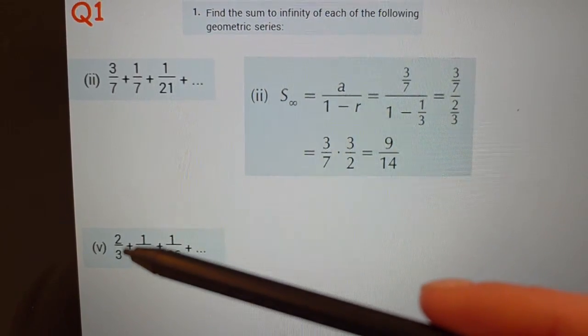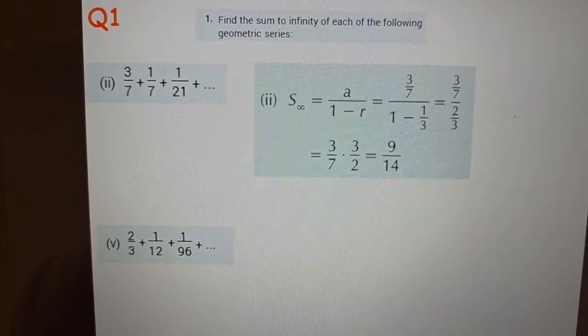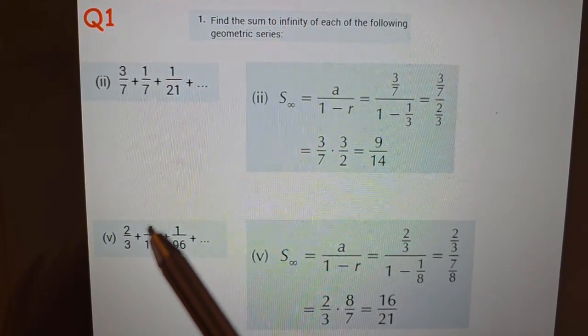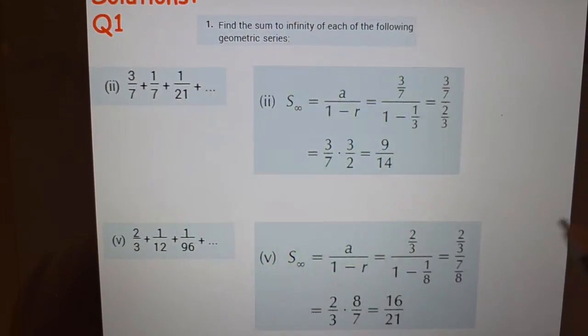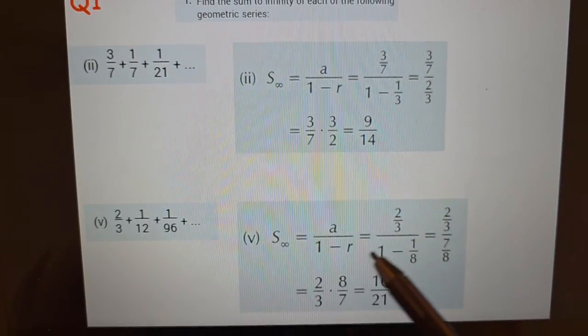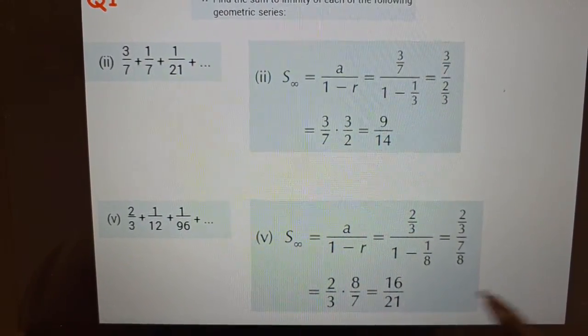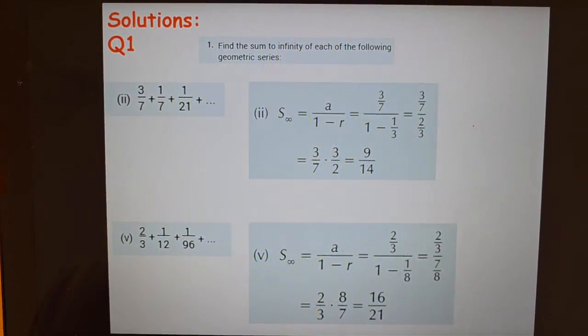Part 5, A is 2/3. Get your common ratio, one term divided by its previous term. So 1/12 divided by 2/3 gives you 1/8. So R is 1/8. Sub it into your S of infinity formula, tidy it up, and you'll get 16/21 as your evaluated answer.